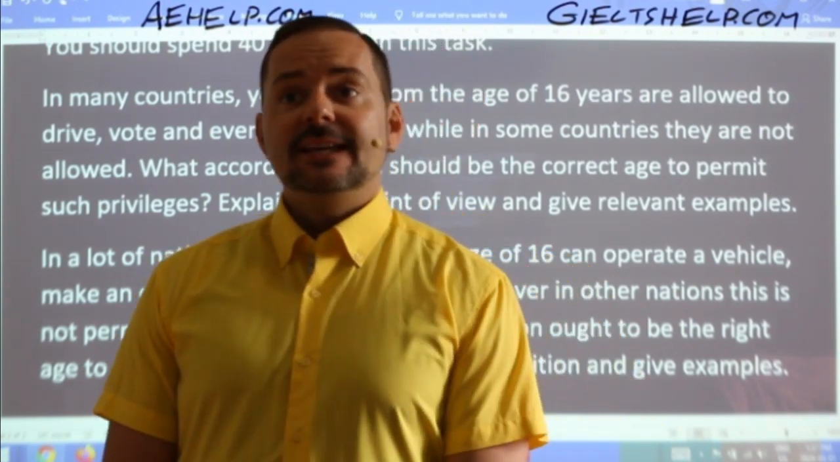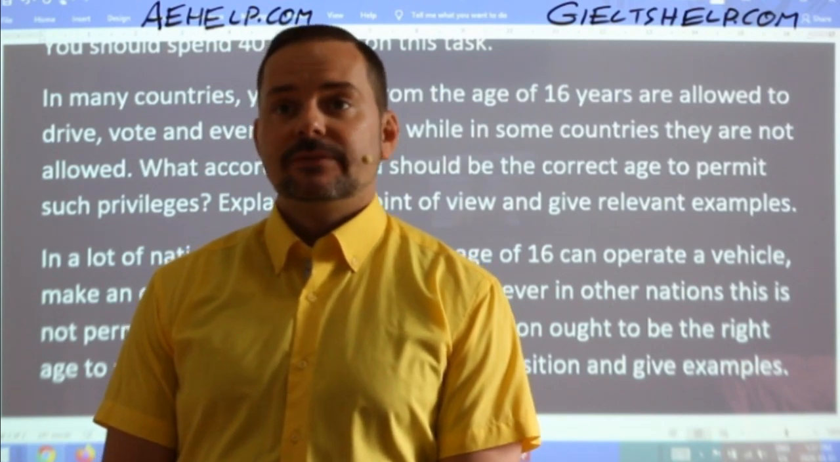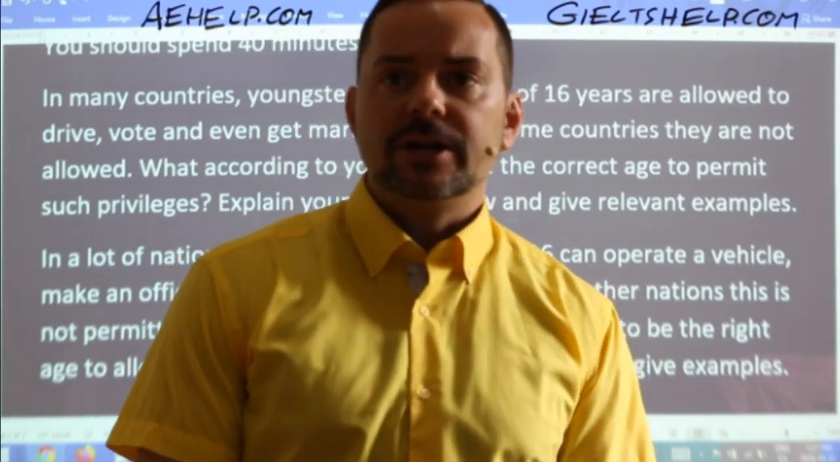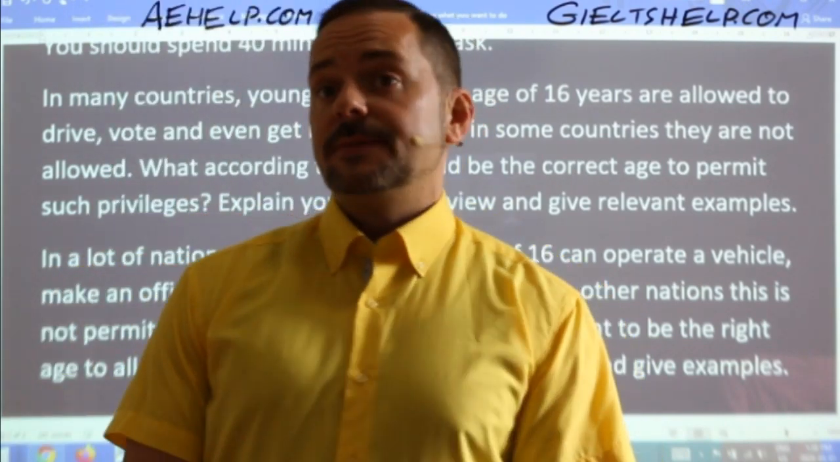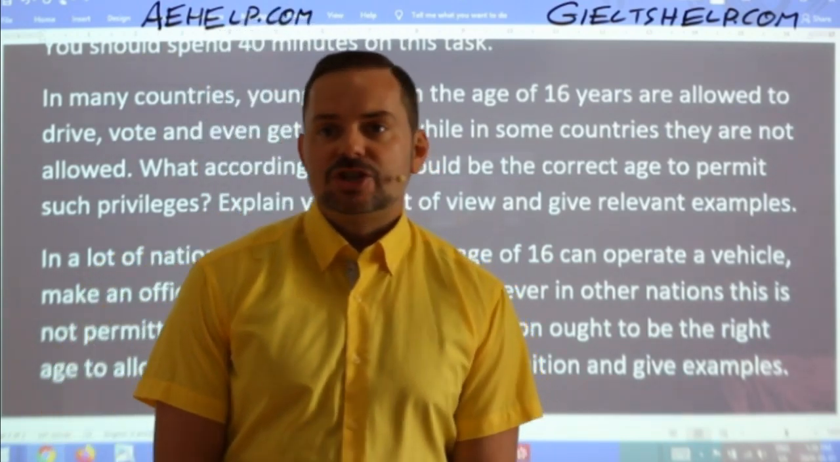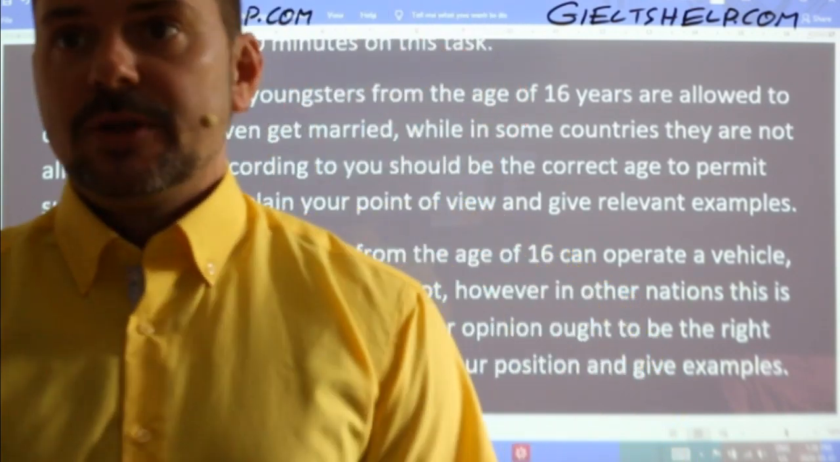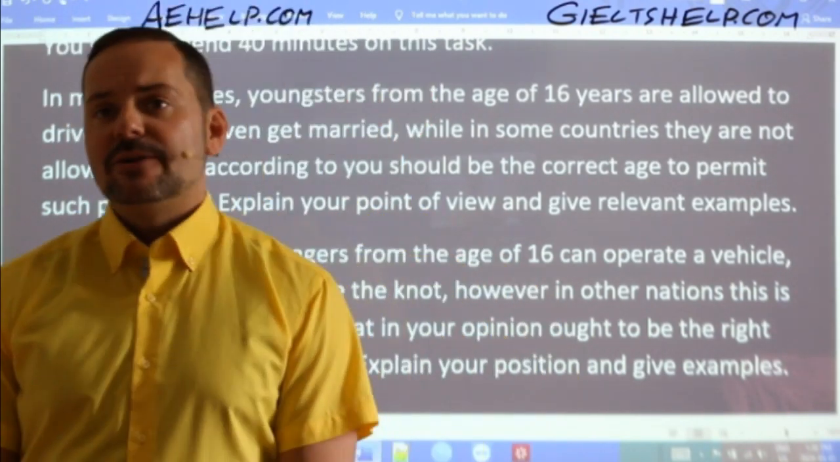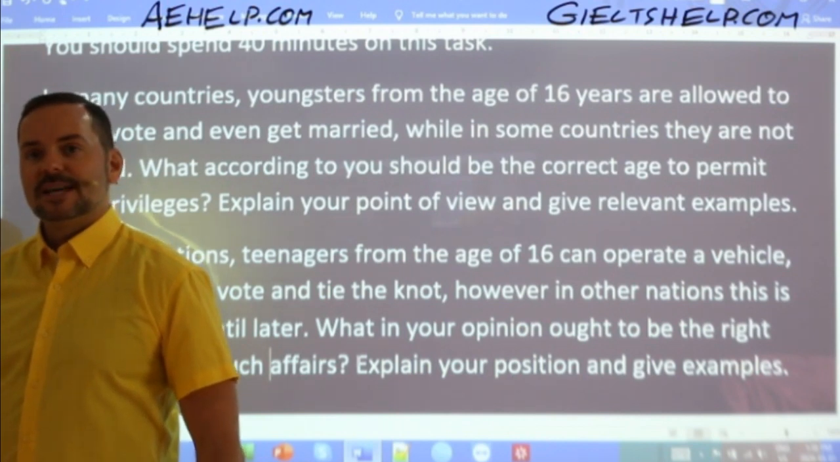Hemant says, teenagers in many nations are permitted to do activities like driving, voting, and getting married. However, some countries have different policies. Okay, Hemant, that's good. Yeah, include the question. Neha, adolescents in many nations are permitted a driver's license, get voting rights, and are even allowed to tie the knot. However, in other countries, this is not allowed. Nice, Neha. Let's use some similar vocabulary as me. That's fantastic.